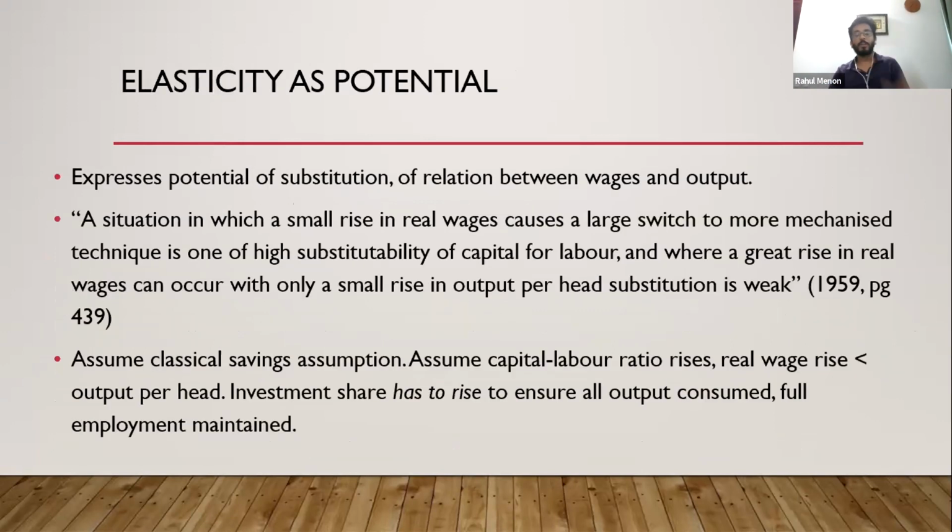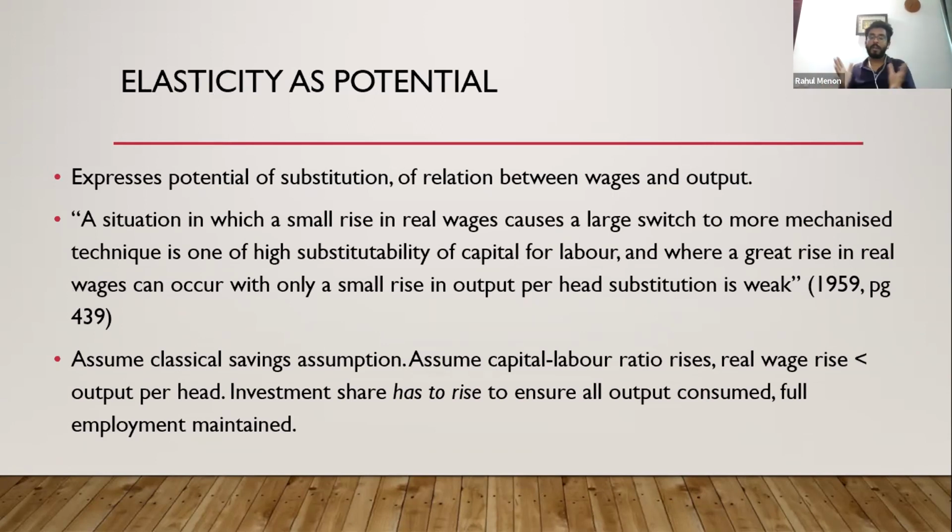Now, it's not that Robinson did not think that there was a role to play. She did believe that, and this is very interesting. She said that the elasticity of substitution expresses a certain kind of potential for the economy to grow. It doesn't determine distribution. It expresses a potential.